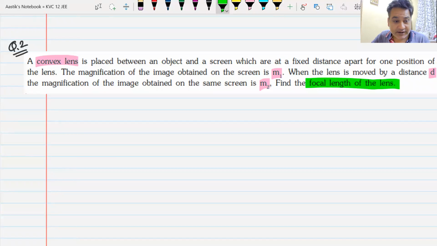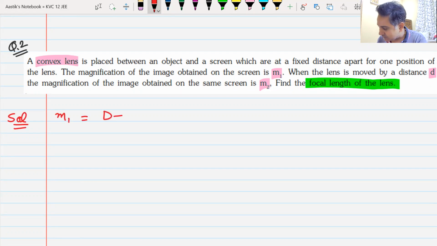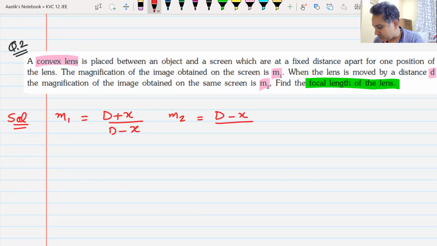What is given to you are magnifications. So let me write the magnification. I've already told you the formula for magnifications. Yes or no? So M1 is (D plus X) divided by (D minus X). Yes or no? And M2 is (D minus X) upon (D plus X). M1 and M2 are known to me.